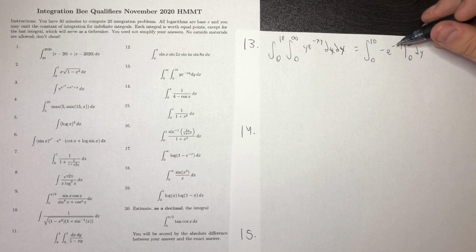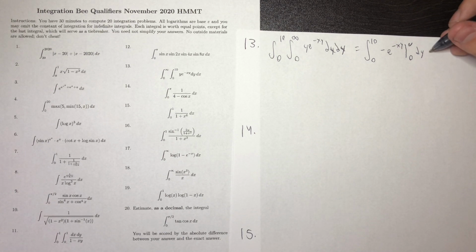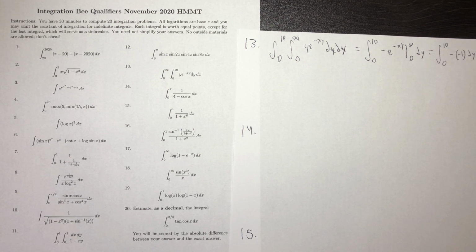And plugging in 0 here will give us an e to the 0, which is 1, so it's just negative 1. So we have the integral from 0 to 10 of negative 1 dy. And this is obviously really simple. It's just 1 times 10, which equals 10.